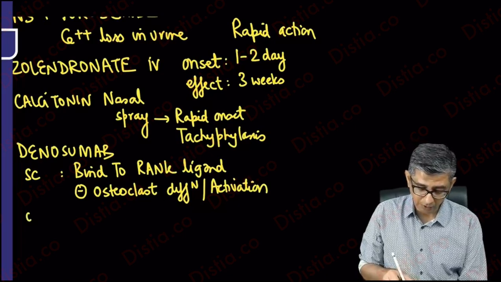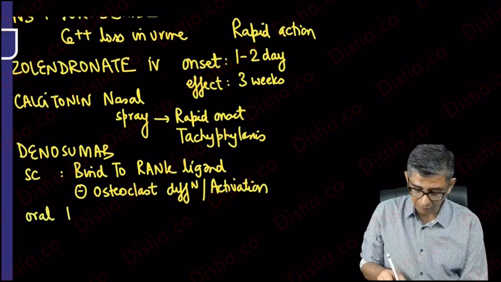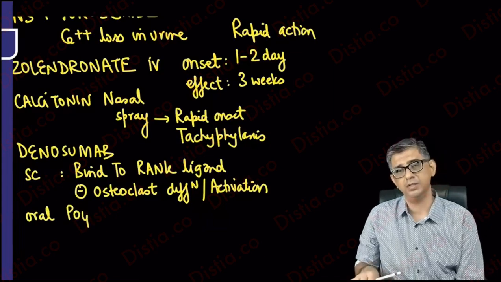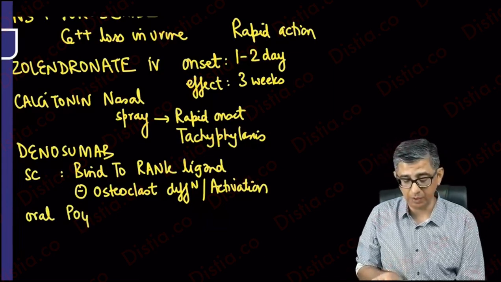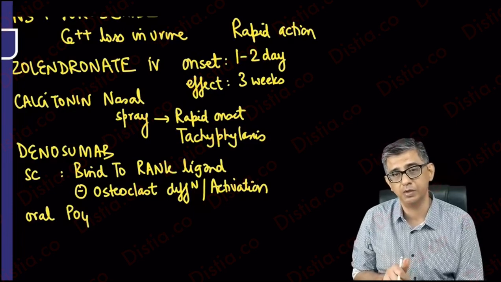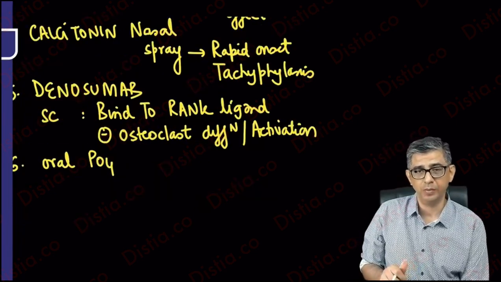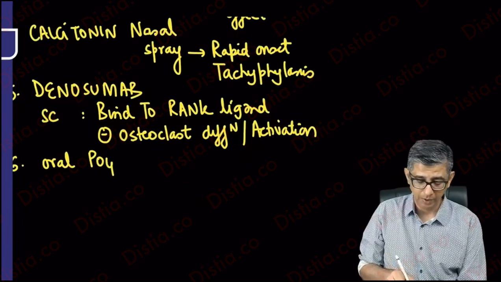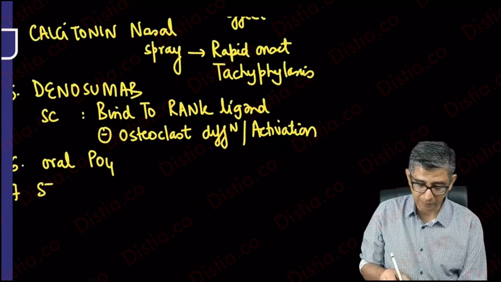Point number 6 will not have a very fast response, but this is adjunctive support that we'll be giving to the patient in the form of administration of oral phosphate, if the patient can take orally at the moment. Then comes the role of steroids. We can use dexamethasone in our patient.